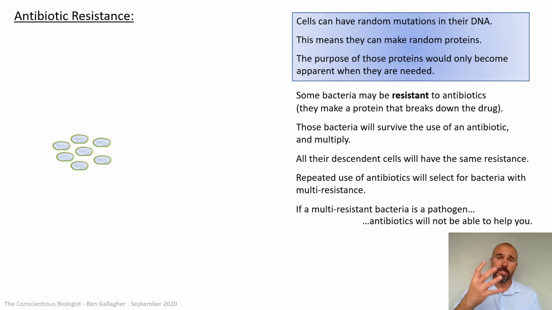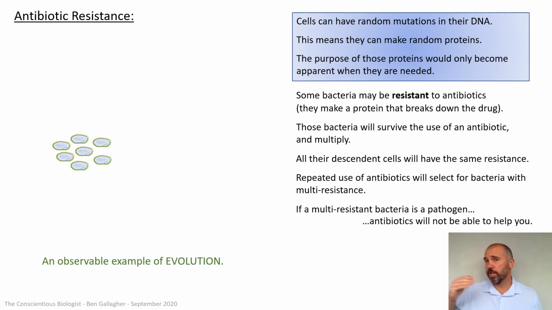Okay, so this selection of resistant bacteria is our own doing because we've created this selective pressure of using antibiotics. But it's a really nice observable example of evolution. It's a really good bit of evidence that kind of adds more weight to the theory of evolution, because you can literally see generation by generation bacteria getting stronger against the selective pressure that's on top of them.